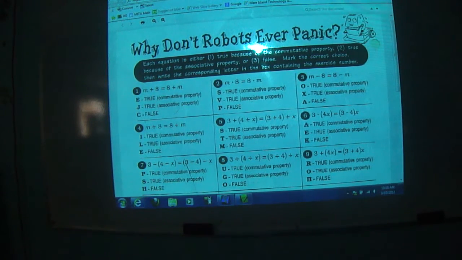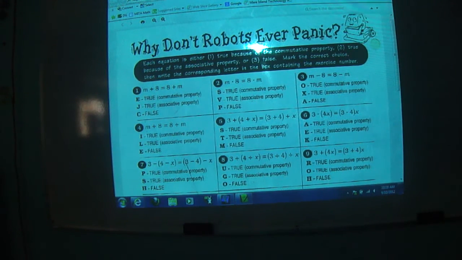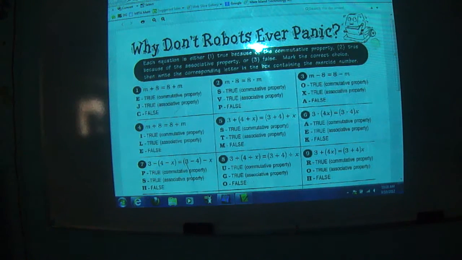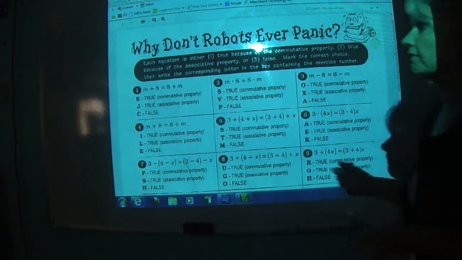We have two assignments today. Why do robots never panic? Why don't robots ever panic is the first one. We're talking about two different properties on this one. First is the commutative property.